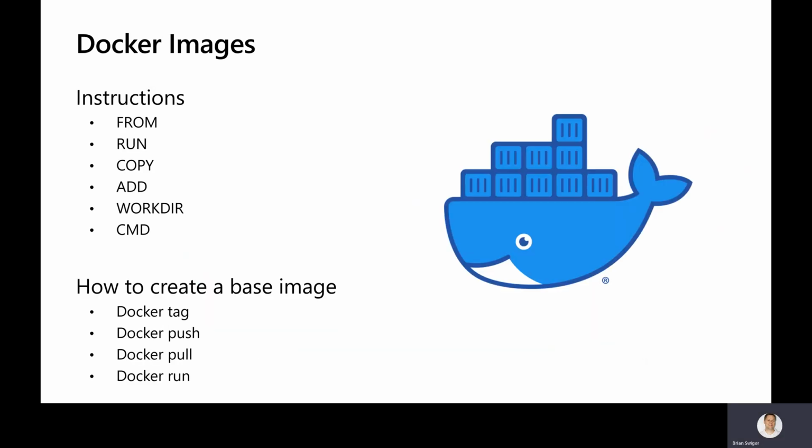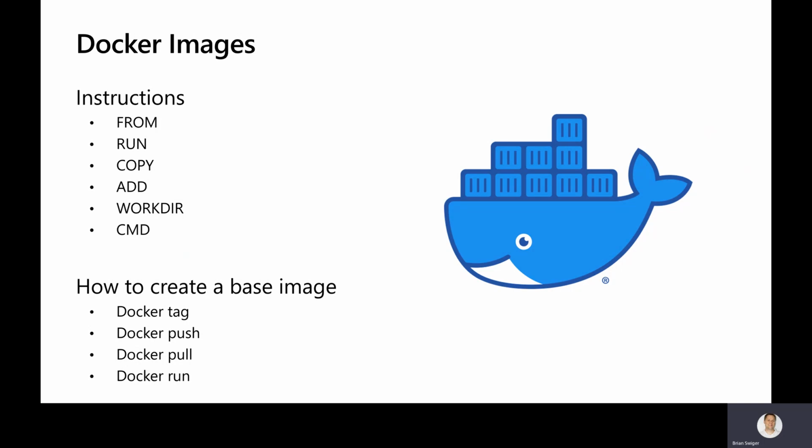Another area is Docker images. The key here is understanding the instruction sets. What are the instruction sets and how do I use those? For instance, the FROM instruction sets the container image that will be used during the new image creation process. So it's really key to understand the various instruction sets and how you form a Dockerfile. Also understand how to create a base image in terms of Docker commands.